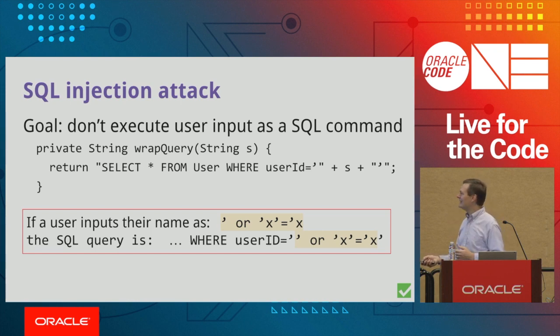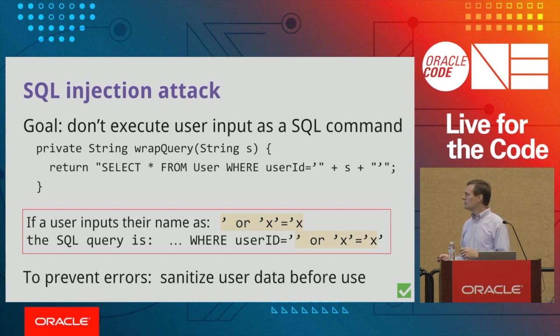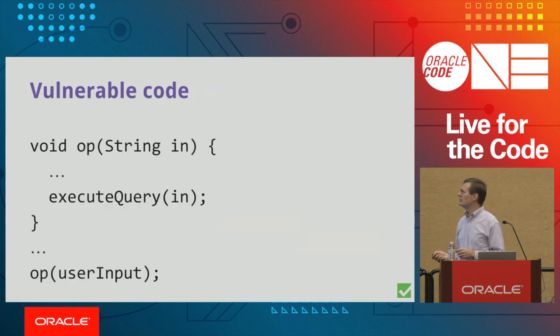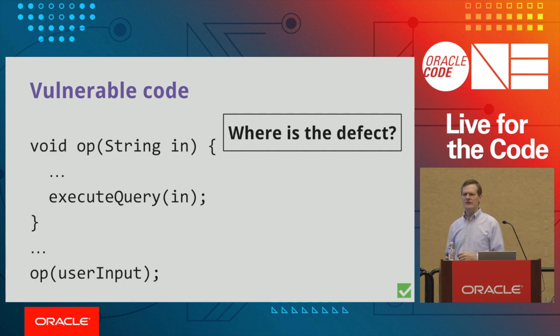Well, now when we concatenate it, the SQL query is where user ID equals empty string or X equals X. That's always true. Now they have access to your entire database, maybe to read it all, maybe to corrupt it or to delete it. So there's a way to prevent these errors, and that's just sanitize the user data before you use it. So here's an example of some vulnerable code. I've made it a little bit more abstract. Where's the bug in this code? Where's the defect?